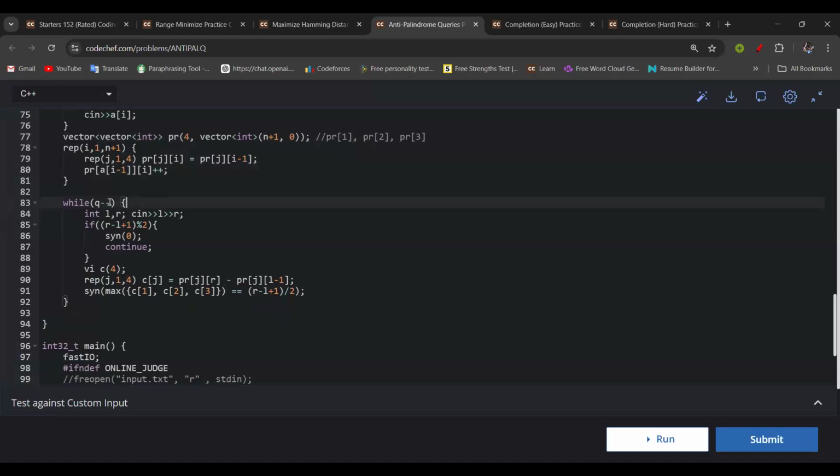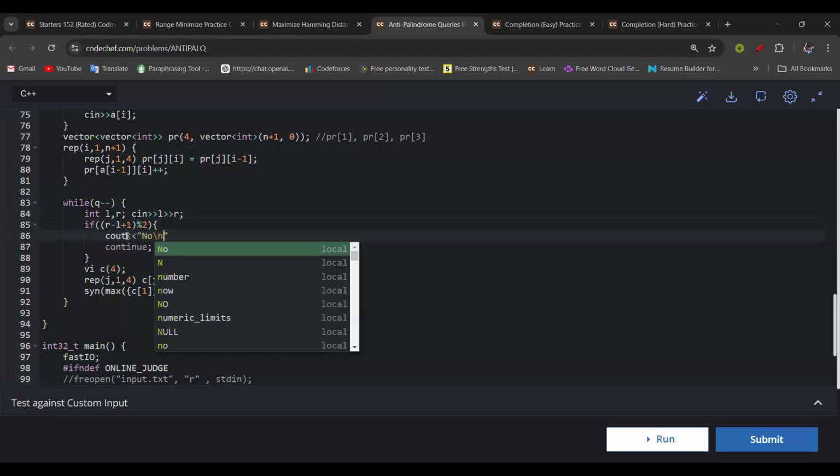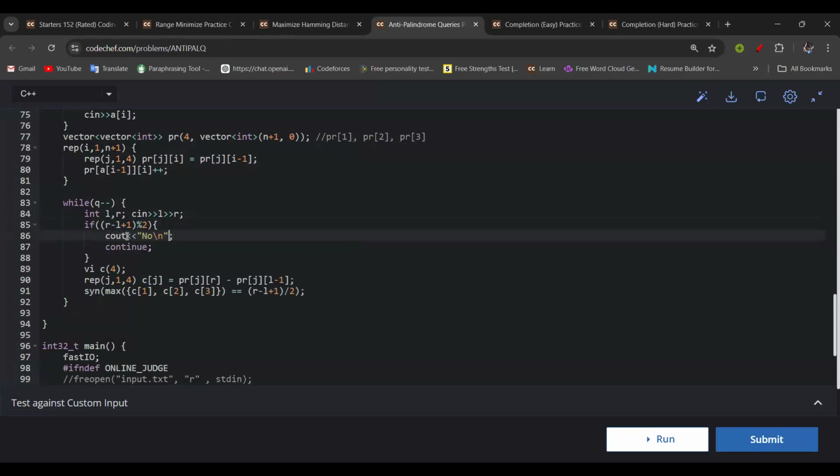Now I'm going through every query. For every query, I get an L and R. This L and R are 1 based. First, I would check the size of this subarray, R minus L plus 1. If this is odd, I would just print a no, simply cout no, and continue to my next query.